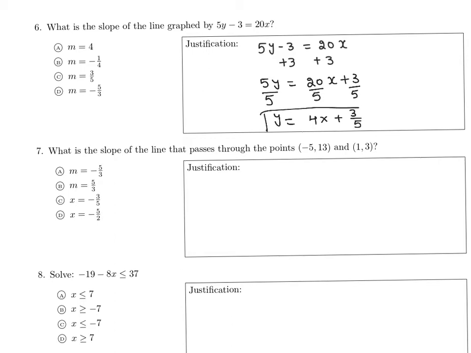So if you compare this with the equation y equals mx plus b, then your slope is going to be 4. That's the option A.